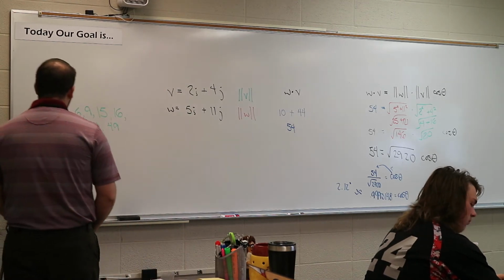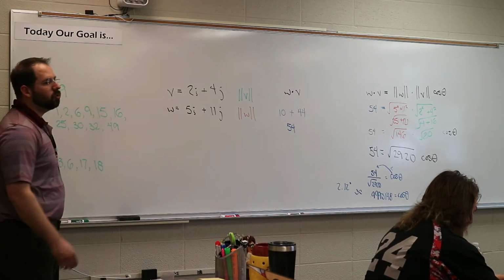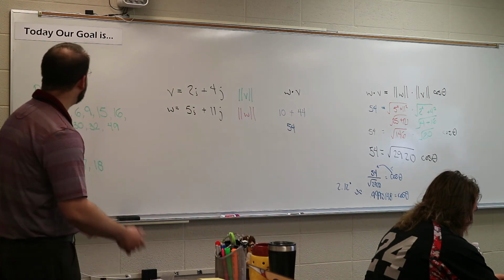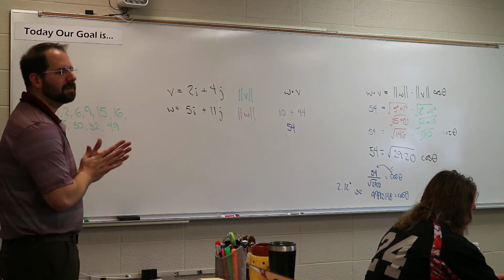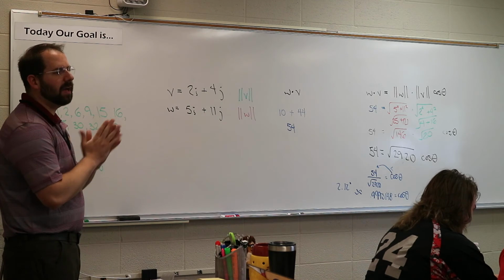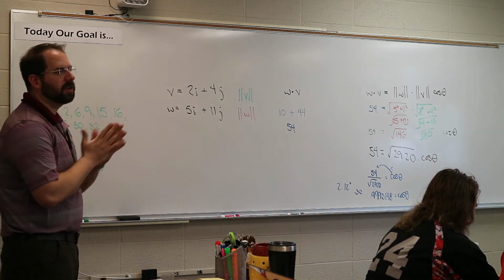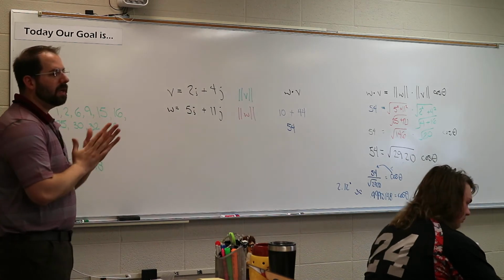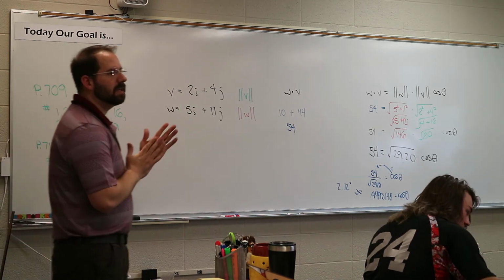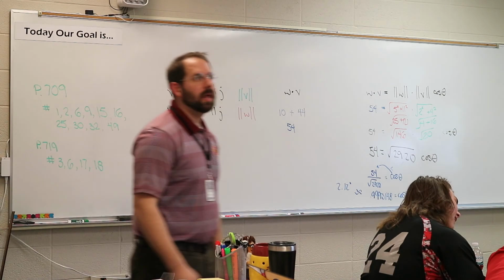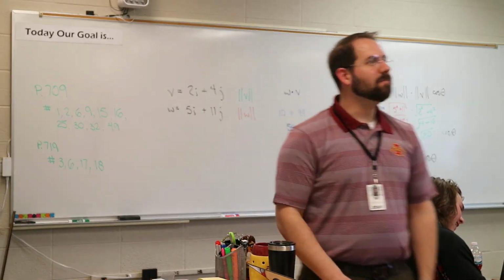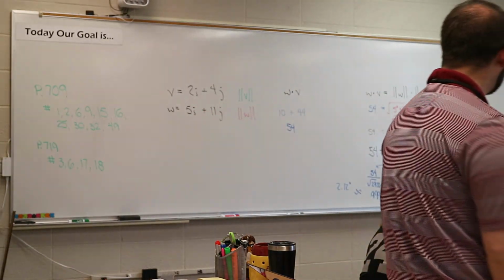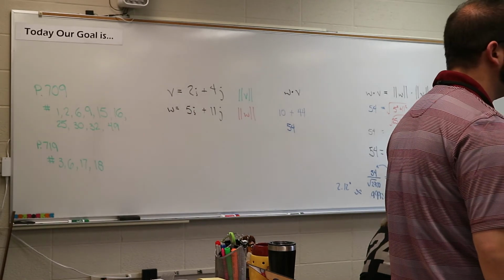Will you read the numbers out for 709? 1, 2, 6, 9, 15, 16, 25, 30, 32, and 49. Would you read the bottom ones also? 3, 6, 17, and 18. All right, now in about 5 minutes, we're going to look at your practice semester test and maybe walk through 2 or 3 problems here.